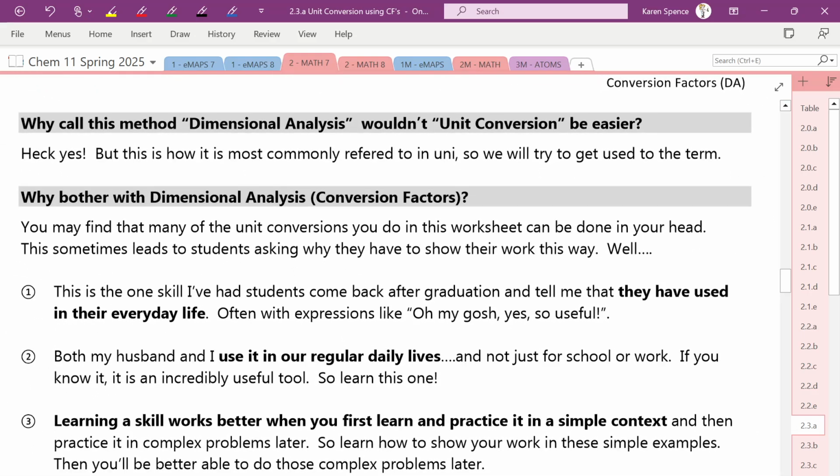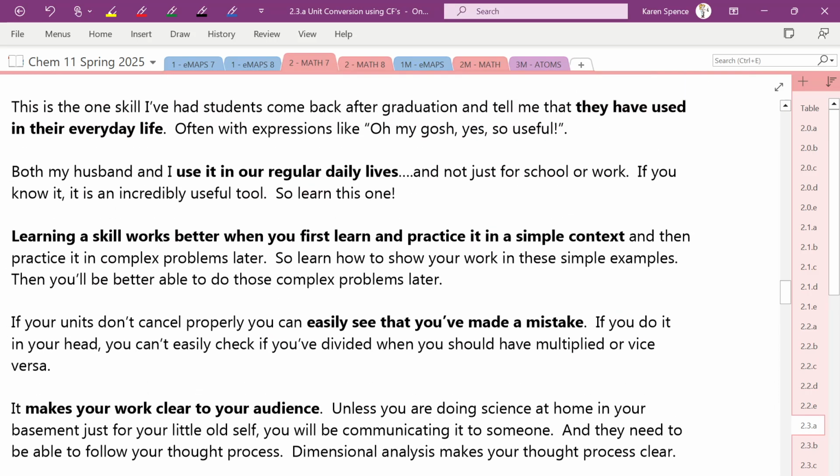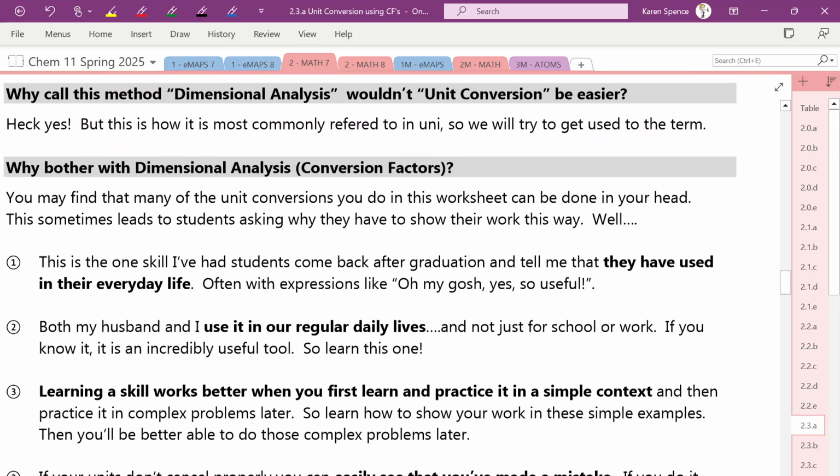Okay, so why call this dimensional analysis? Wouldn't unit conversion be easier? Yes, but that's how they refer to it in uni. So we'll try to get used to the term. This is page 48. Why bother with this? I could do this in my head. This is the one skill. I've actually had students come back after graduation and tell me they have used it in their everyday life. Okay? People are like, what use is this to me in life? Unit conversion is useful to you in everyday life.